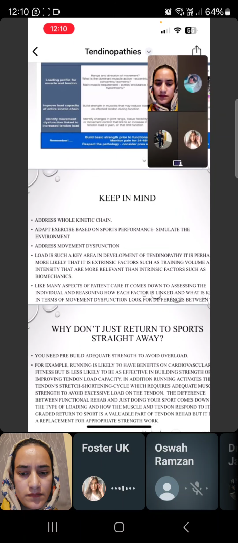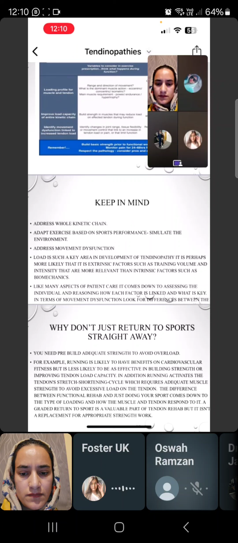Load, this is a very important point. Load is such a key area in the development of tendinopathy. It is perhaps more likely that it is extrinsic factors, so extrinsic means something that's coming from outside, and intrinsic is something from inside. So extrinsic factors such as training volume and intensity are more relevant rather than intrinsic factors such as biomechanics. So even with your muscles and your joint biomechanics, that is important, agreeable. But when you manage the extrinsic factors, it depends how much load.